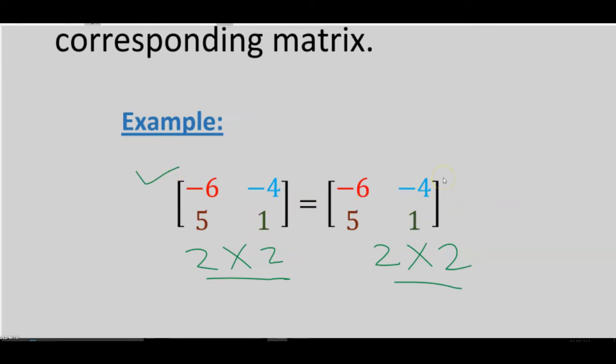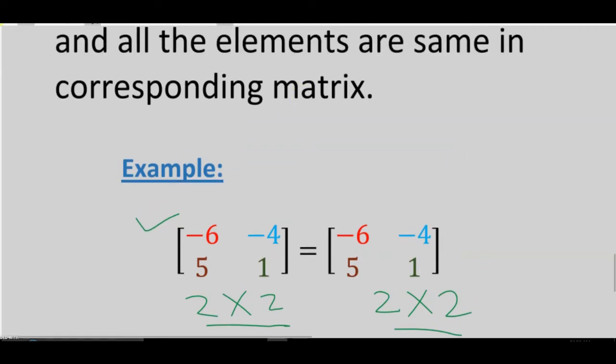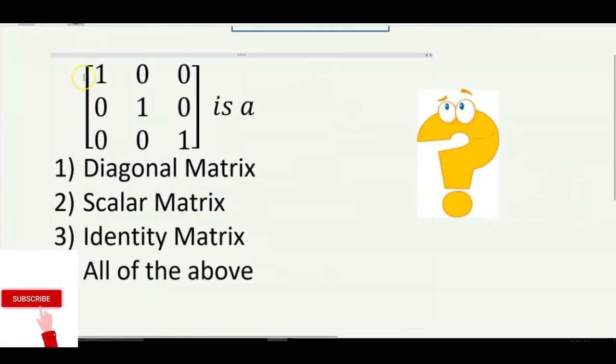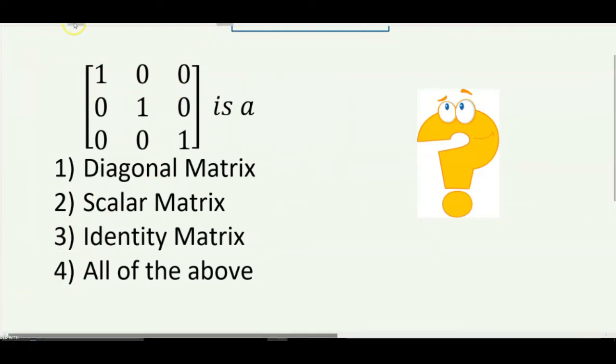All right, students, I hope you got this, that is, what are the types of the matrices. Now one question is there for you. This is a matrix, right? Now the question is, which matrix is this? Diagonal, scalar, identity, or all of the above? Which matrix is this?